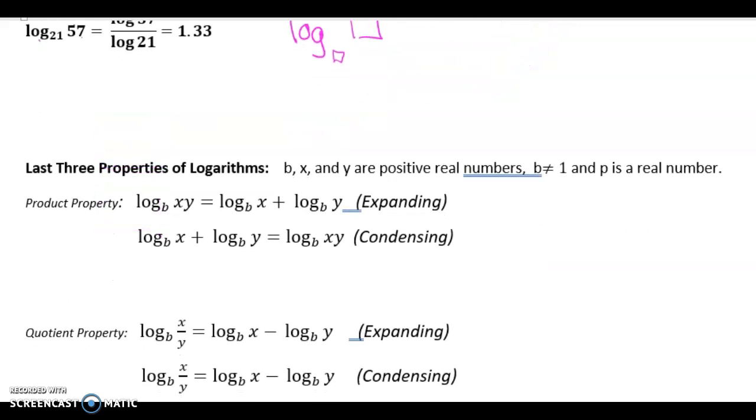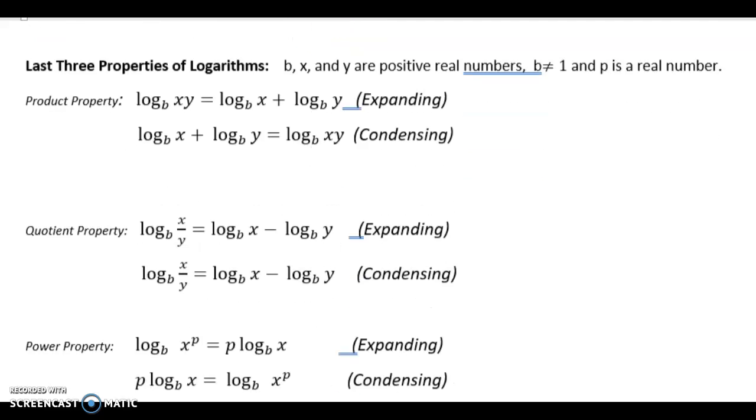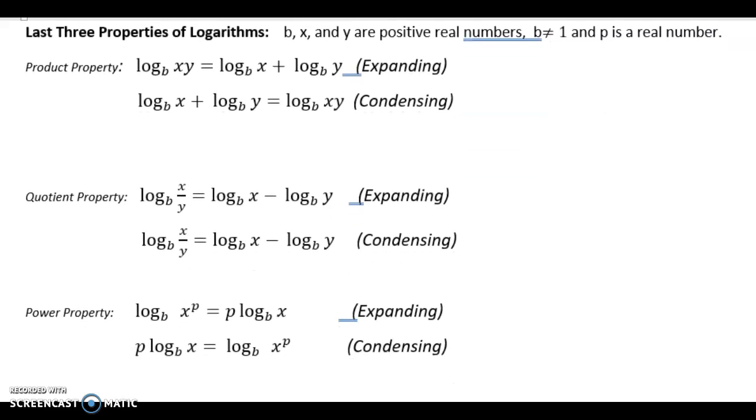There are 3 rules that we want to talk about. These are the last 3 properties we're going to talk about. These are called condensing and expanding. So condensing and expanding a logarithm. If I were to give you log base b of x times y, where I'm multiplying 2 things together, and I wanted to split it and separate it, expand it into 2 separate logarithms, it would expand into log base b of x plus log base b of y.